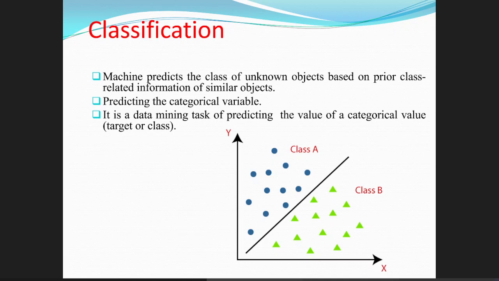Now next is classification. Whenever you are predicting any categorical value, you are working with classification algorithms. For example, you have to find out whether this animal is a cat or a dog. This is classification. You are finding out the category, not a numerical value. It is a data mining task of predicting the value of a categorical target or class. For example, in the diagram we have triangles and circles, and you are drawing a line to classify whether these are class A or class B symbols.